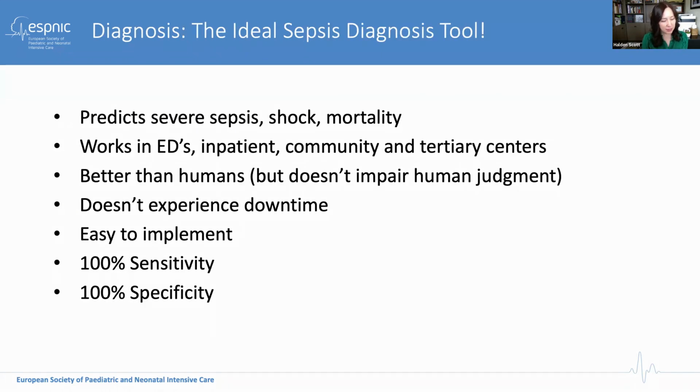So what is the ideal sepsis diagnostic tool? Well, it would predict all sepsis states, severe sepsis, shock, mortality, work in all settings. It would be better than humans, but when it was running, it wouldn't impair our own judgment. Unlike a computer, it would have no downtime. It would be easy to implement and be 100% sensitive and specific. As you've probably guessed from the title of this talk, this holy grail still has not been found. So we need to consider trade-offs and prioritize which aspect of this is most important in the setting in which we practice.